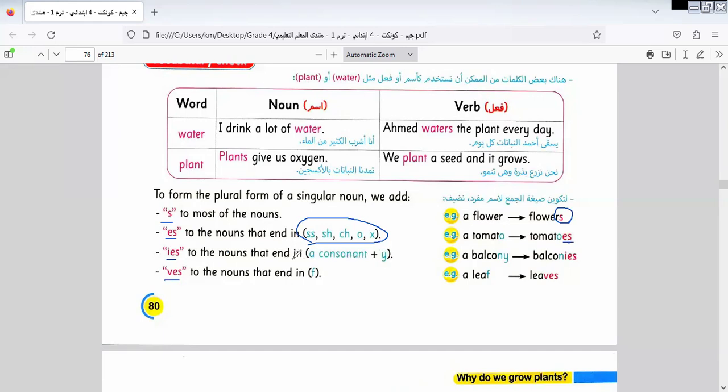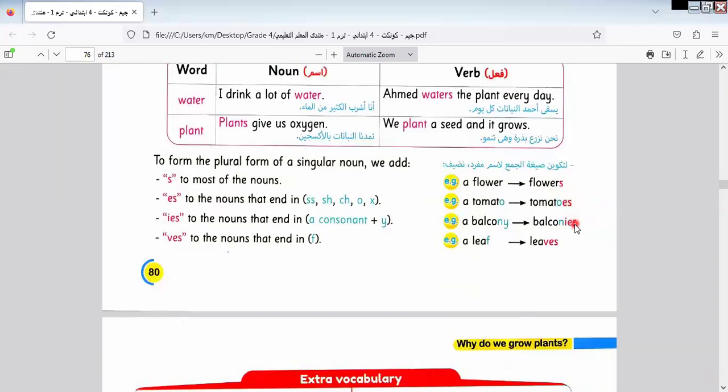When we have a consonant sound before y, I omit y and add ies, like balcony. Balcony will be balconies. Here we have leaves, we omit f and add ves to the noun. Okay, here are the forms of the plural noun. Let's go to another item here. Now I think we know when we put s and when we put es, when we omit y and add ies, and when we omit f and add ves.